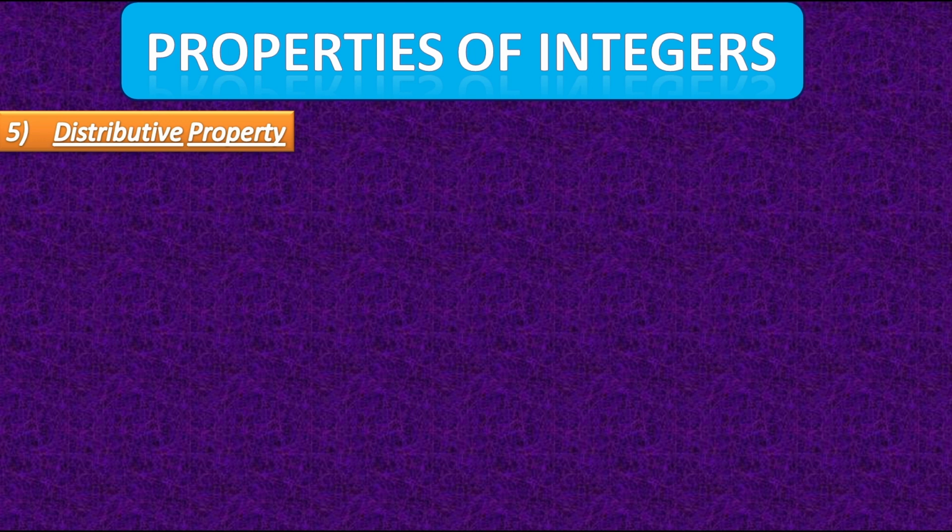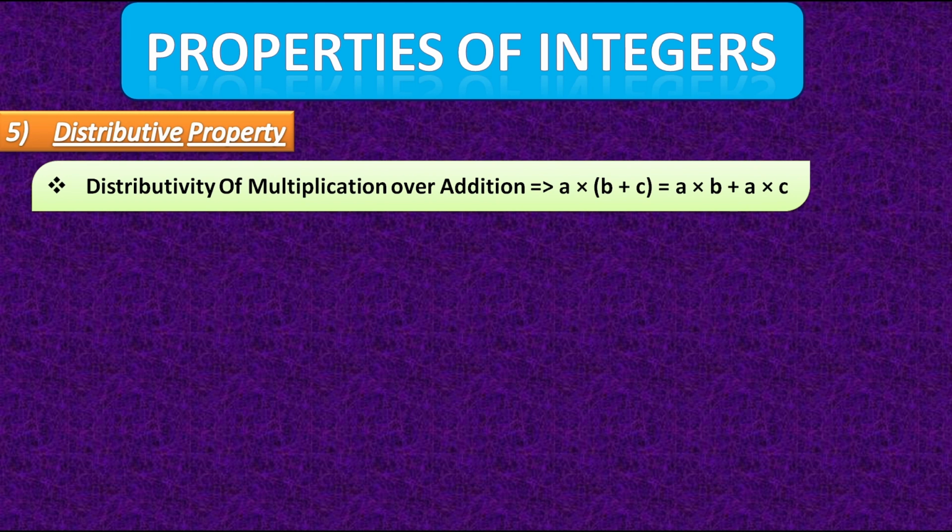Okay, so distributive property, distributivity of multiplication over addition. Now this property is combined with multiplication and addition. Okay, multiplication over addition it is telling. So the formula for this is this one: A into (B plus C) is equal to A into B plus A into C. Actually this is very simple.